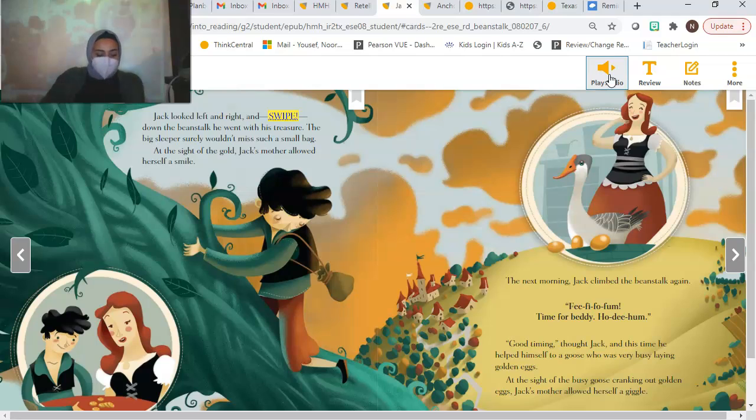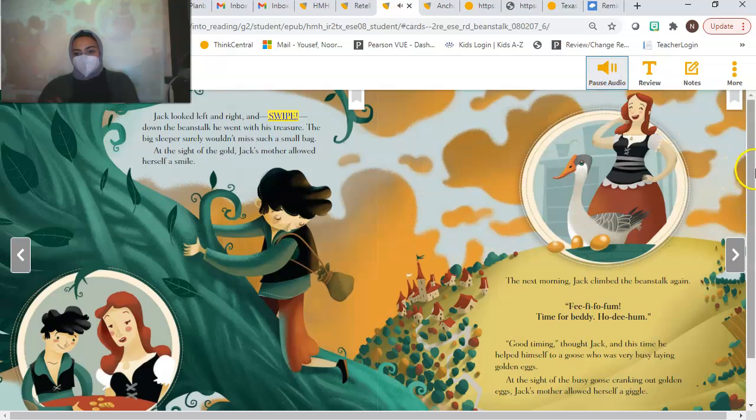How do you think his mother is going to react to the gold, Michael? How do you think Mom is going to react when she sees the gold? Happy. She's going to be happy. She's going to be excited, right? She smiles when she sees the gold. I think she is happy because now they have money for food. All right, let's keep reading.